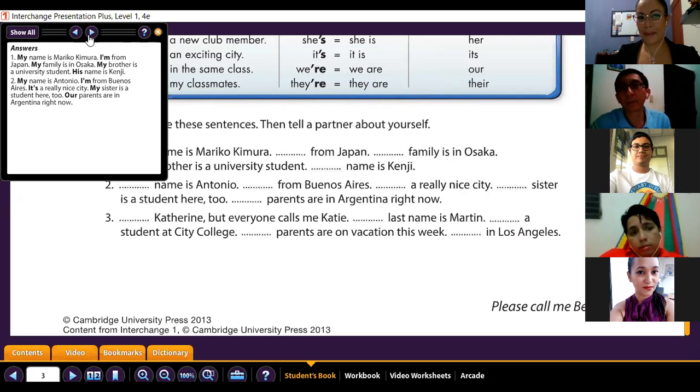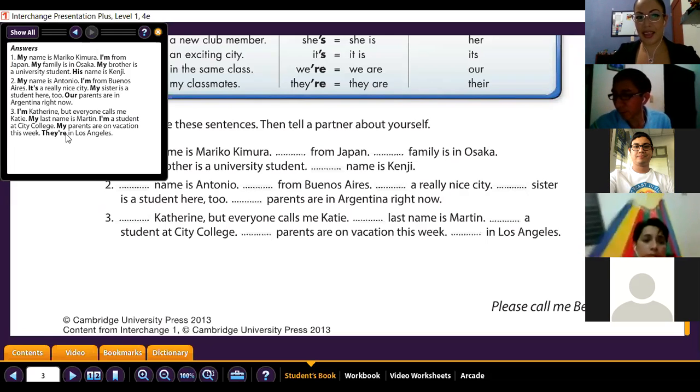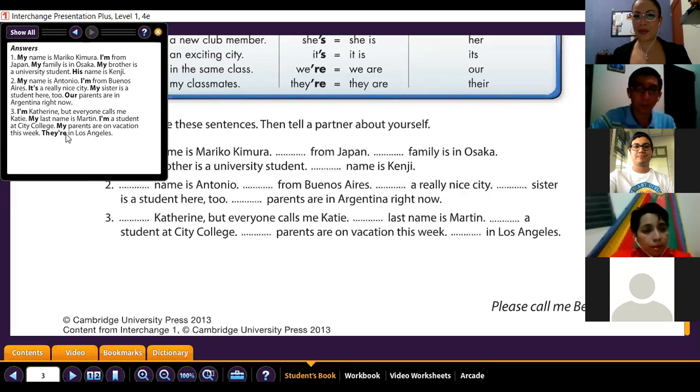I am a student at City College. My parents are on vacation this week. They are in Los Angeles. And that's perfect. Very good.